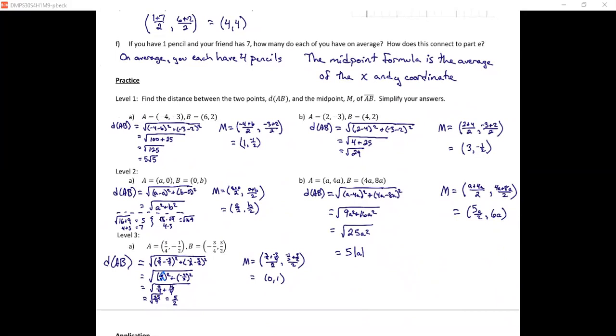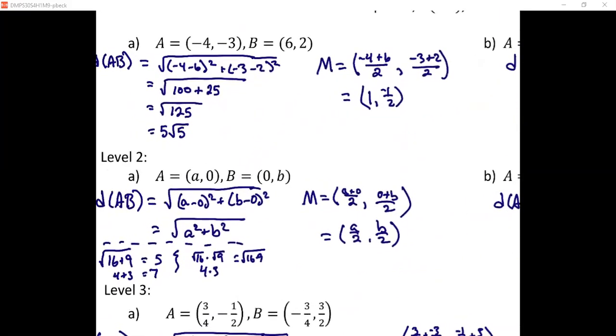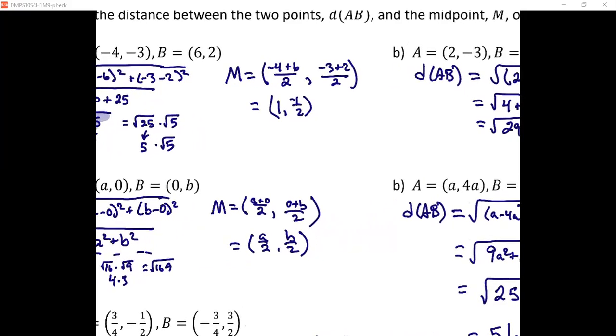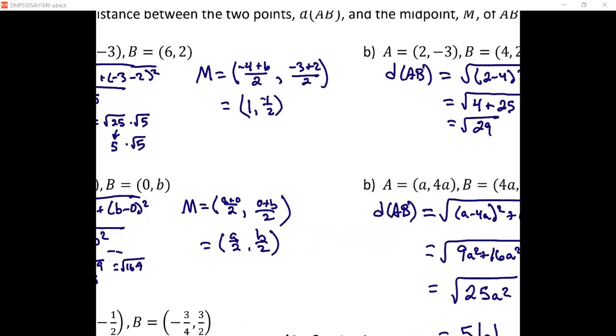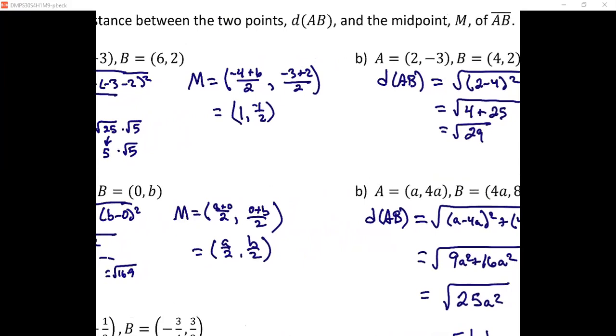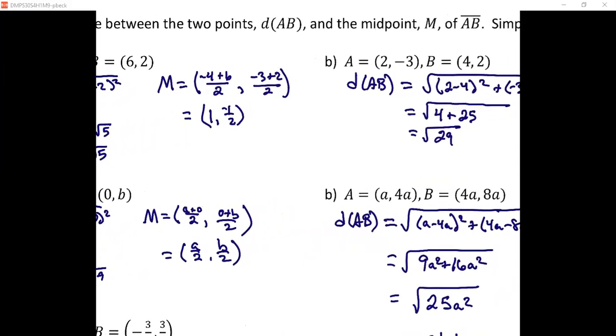So on 1A, we have our 2 points, x2 minus x1 squared plus y2 minus y1 squared. Now in the end, we end up with 5 square root of 5. The only extra step that we have to take here is, do you remember how to rationalize? To rationalize, I break this up into the square root of 25 times the square root of 5. And we know that the square root of 25 is 5, so we get 5 times the square root of 5. Our midpoint is pretty straightforward. We end up with a fraction, and that fraction is okay, mainly because there's not really a whole lot of work that we have to do.